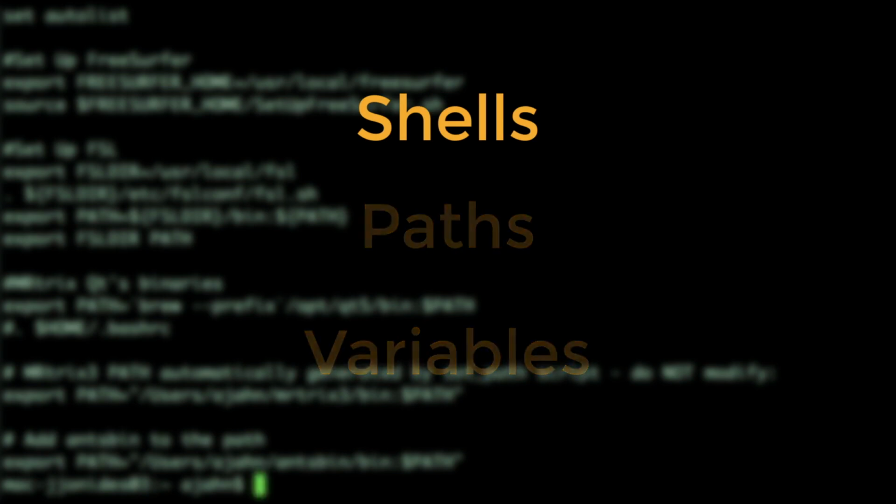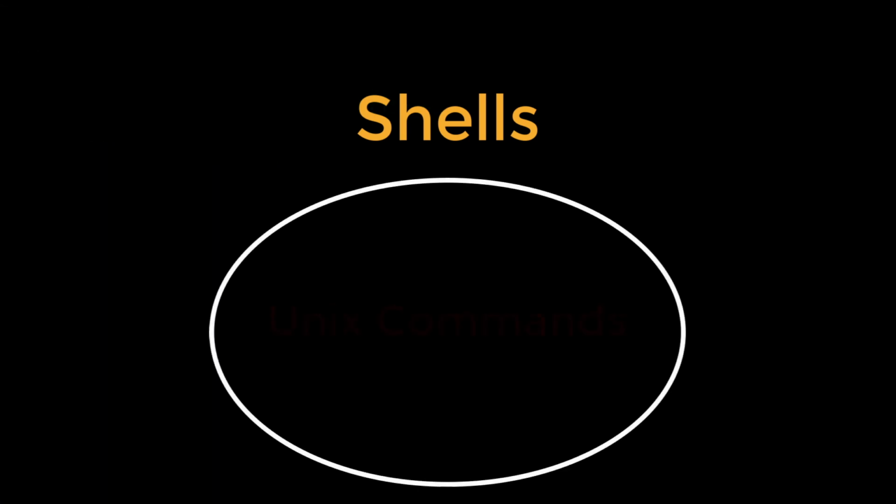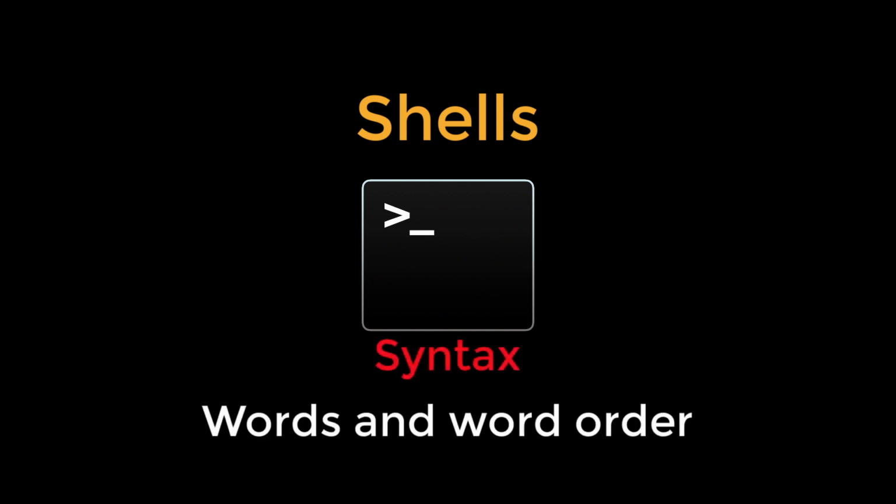First, let's talk about shells. Think of the shell as an environment in which you can write Unix commands. We used a shell in previous tutorials, but you may not have been aware of it. When you open the terminal, it uses a shell to interpret what you're typing. Also, there are many different shells, and each one has a different syntax, or a specific way that the words in your command need to be organized, just like in human languages.